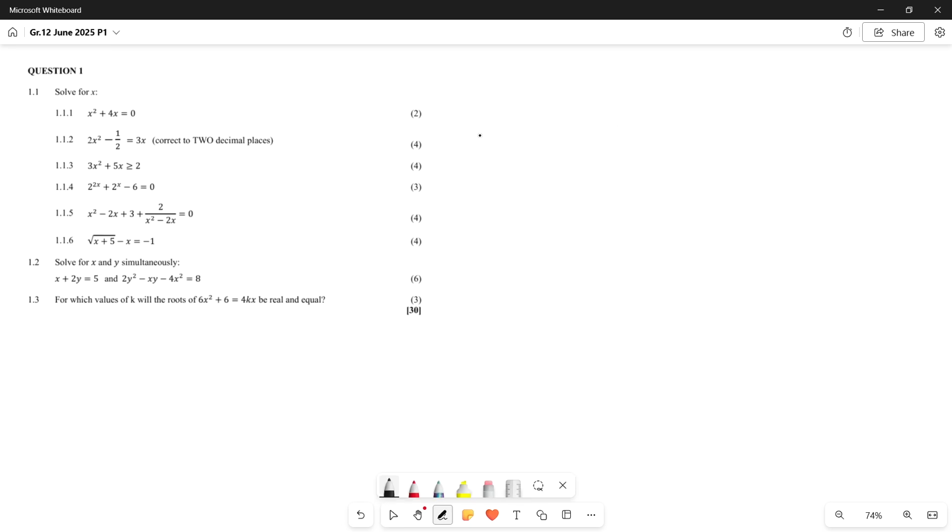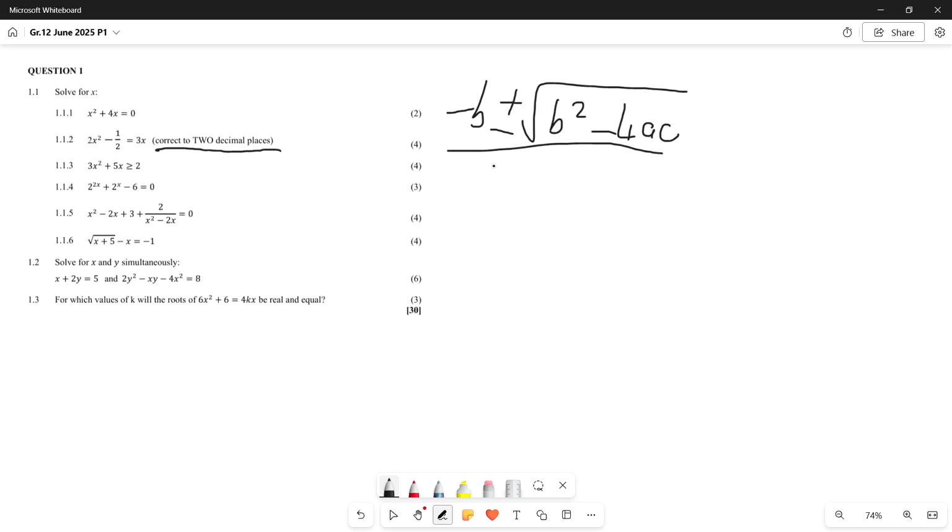So the next question, 1.1.2, is 2x squared minus a half equals 3x. The important thing here, 4 marks, but it says correct to 2 decimal places. The fact that it says correct to 2 decimal places means it is automatically our quadratic equation formula. We do not get any marks for writing the quadratic formula out, but what we do get a mark for is substituting the correct values in to the b, the a, and the c throughout.